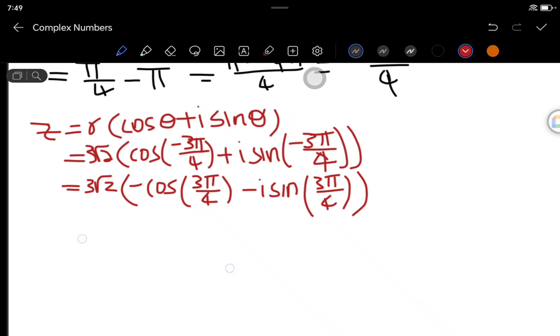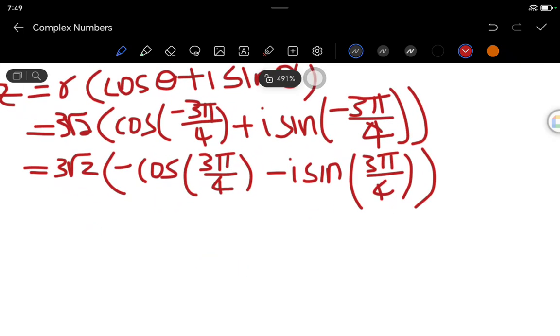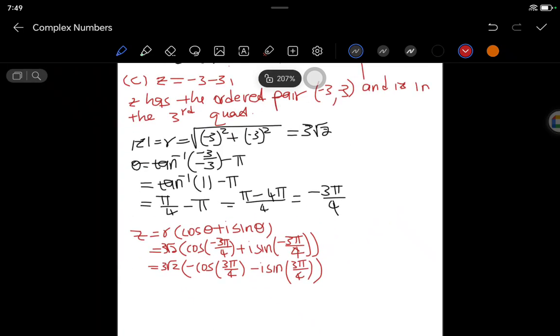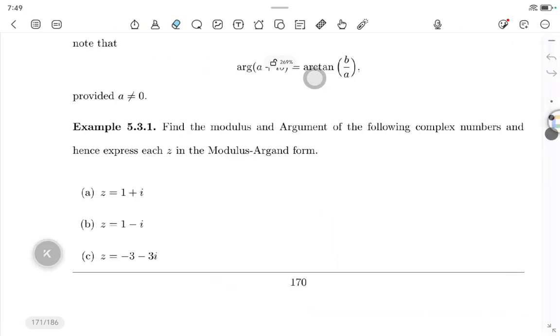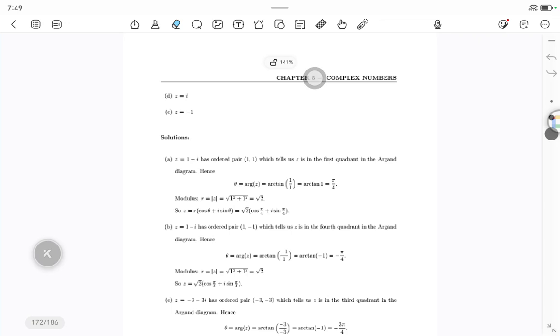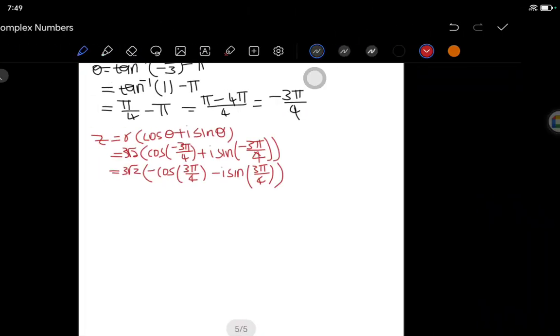Now we are going to say this. Let's say now I come and say this is the solution, right? Let me go and check D first before. Let me check what is D. Yeah, D now we're given z is equal to i, and then E is z equal to minus 1. So I'll try to recall that.